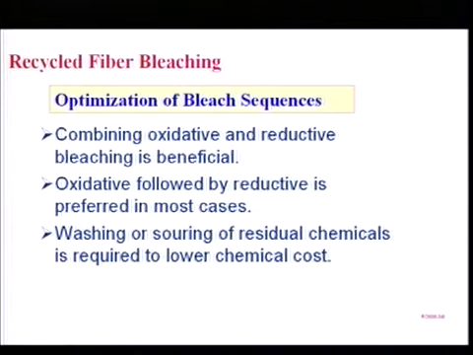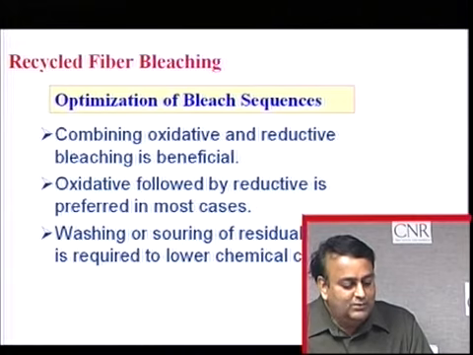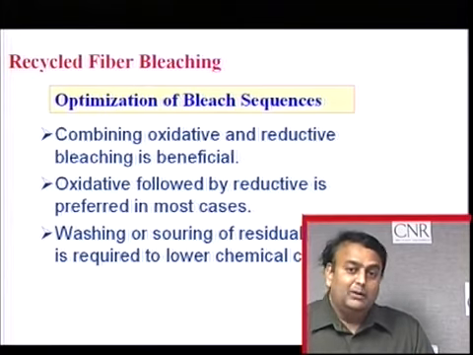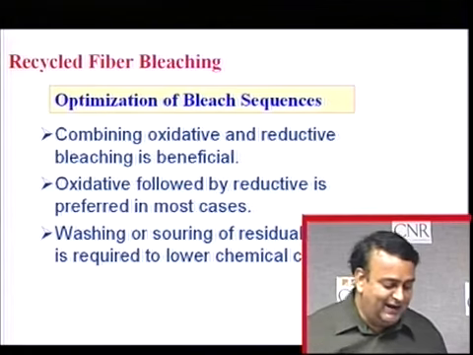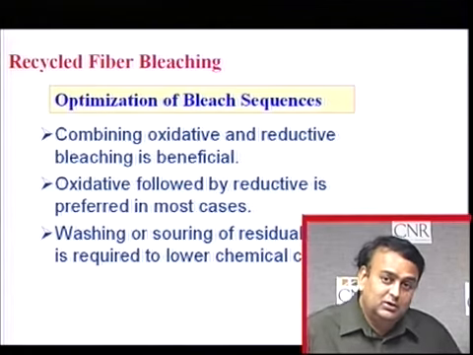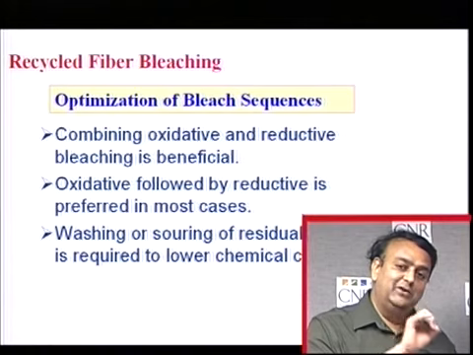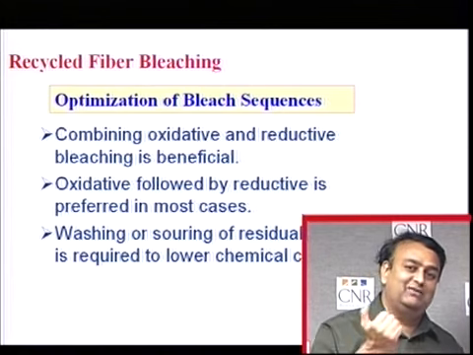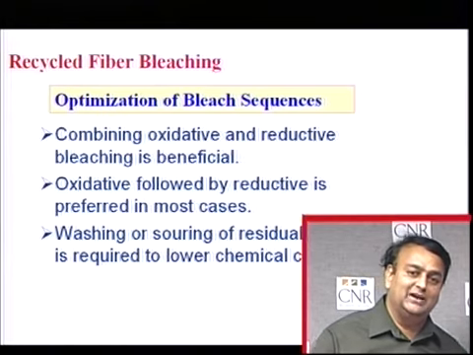Let us move on to the recycled fiber bleaching process. A guideline is that a combination of oxidative and reductive bleaching is beneficial. An oxidative chemical like peroxide followed by a reductive chemical like hydrosulfide or DBI is ideal in most cases, because if you do reductive bleaching first and oxidative next, the reduced chromophore sites can get oxidized, then color can revert back, it will drop your brightness. So, what you want to do is your oxidative first and then your reductive next.